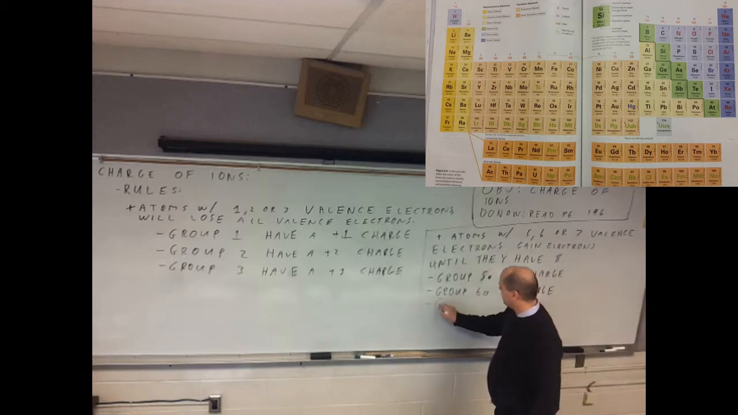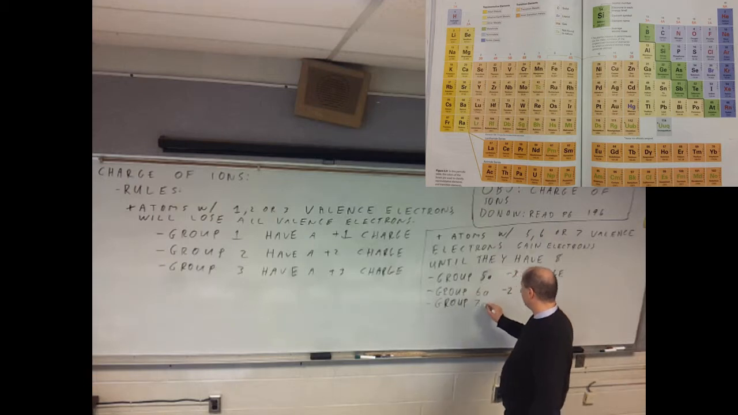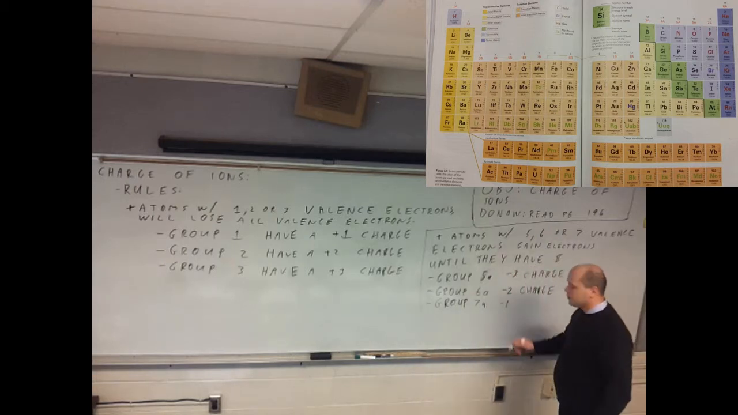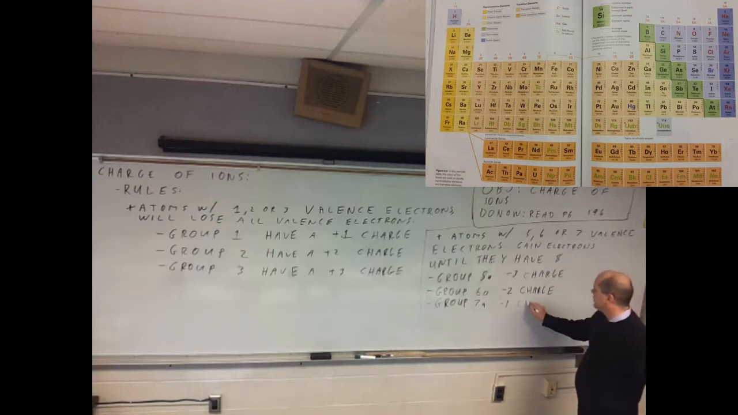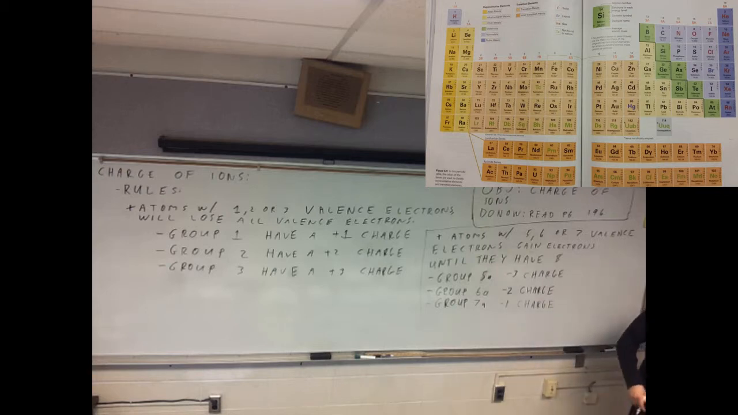And then group 7, 7A, or 7B on some periodic tables, will be minus 1 charge. These all have 7, so they gain 1 electron. You get 8, minus 1 charge. This is fluorine, chlorine, bromine, iodine, astatine. All right, so those are nice and easy because they're consistent.